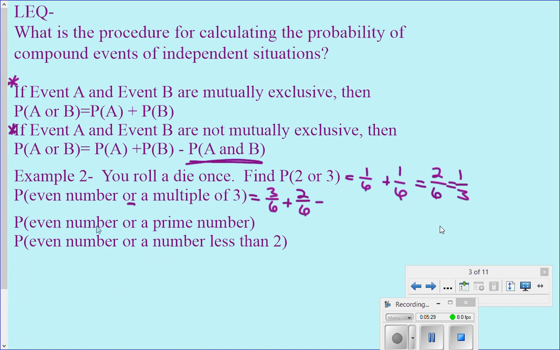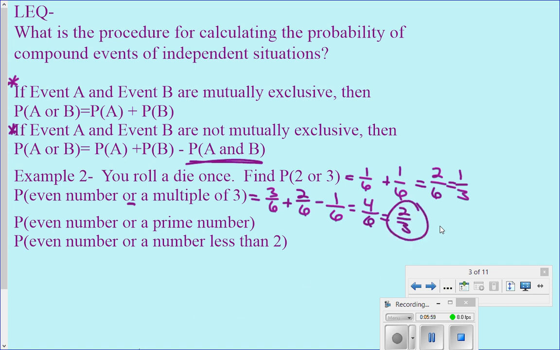Well, in this problem, even and multiples of 3, that would be the number 6, because 6 is a multiple of 3, but it's also even. And so of those 6 numbers, one number, the number 6, meets both of those events, A and B. So that's 1/6. So that's what I have to subtract away. And when I do that, 5/6 minus 1/6 gives me 4/6, which simplifies to 2/3. So that's my final answer for that.